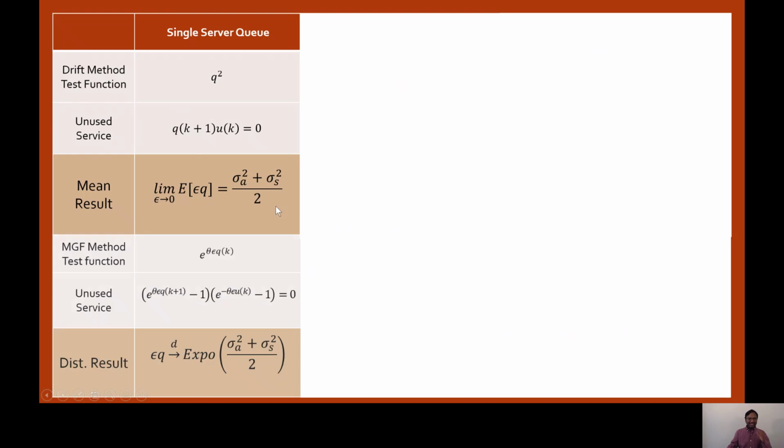So to summarize the results that we have so far, we looked at a single server queue in part 1. We used q square as a test function. We used q times u equal to 0, the definition of unused service. And we showed that the heavy traffic limiting queue length multiplied by epsilon converges to the average of variances. Then again in part 1, we showed that epsilon q in distribution converges to an exponential random variable with this mean. And we did that by working with an exponential test function. And we generalized this qu equal to 0 to e^q minus 1 times e^u minus 1 equal to 0.